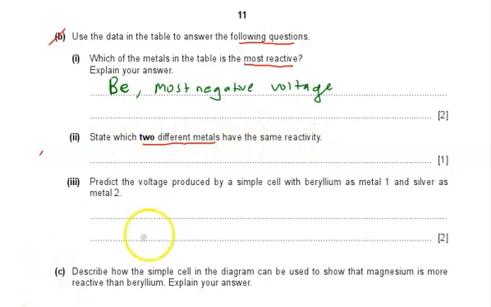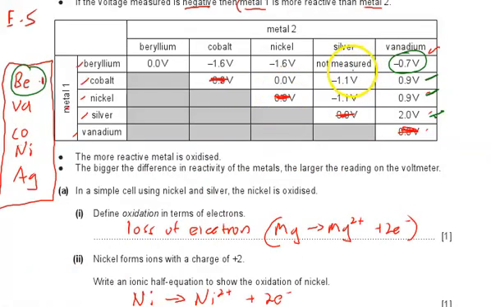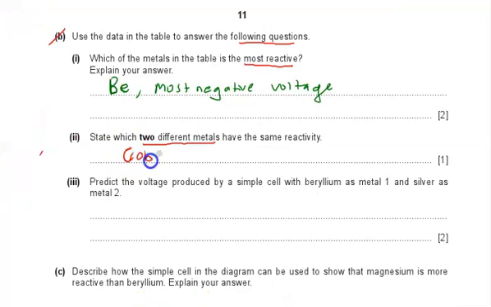Now for the second one, state which two different metals have the same reactivity. Same voltage is the same reactivity. Now we look. As you can see, we have the same voltage over here at this part, which goes for cobalt and nickel. These are in the same position. So you can write here cobalt and nickel.